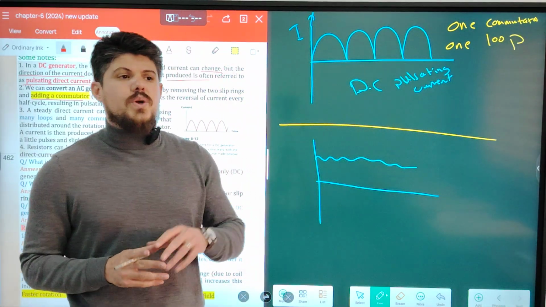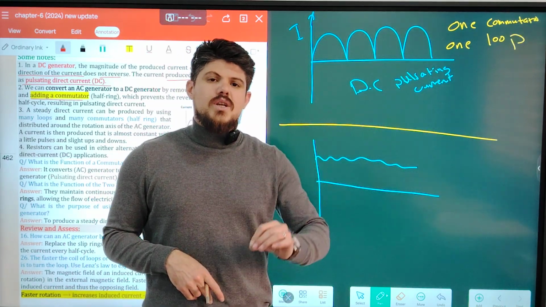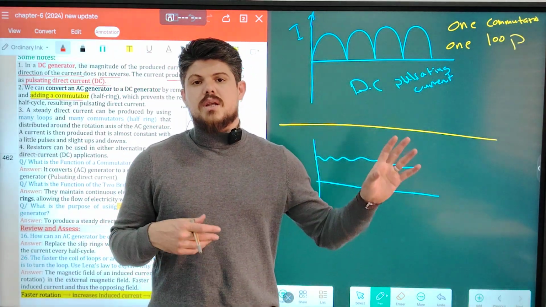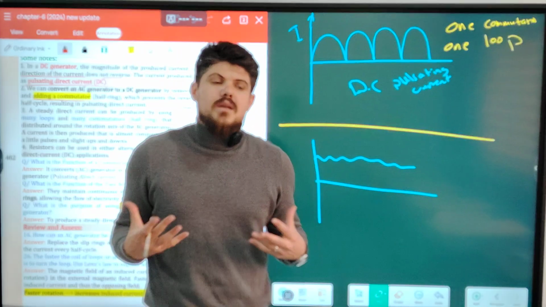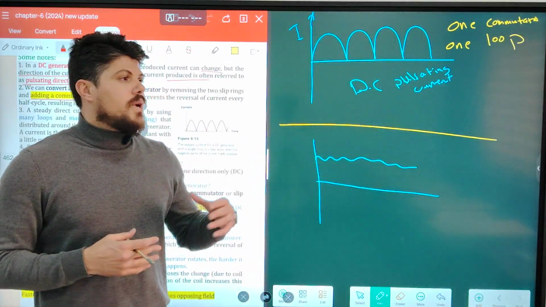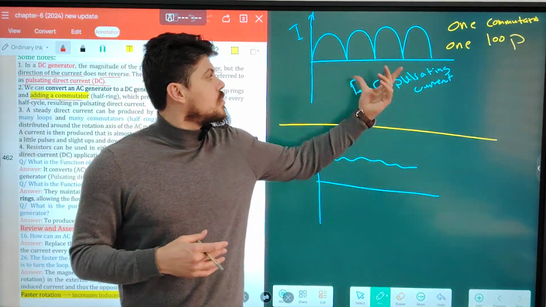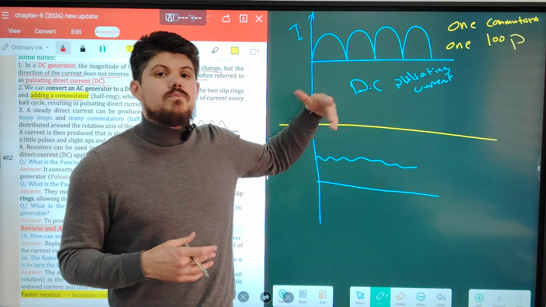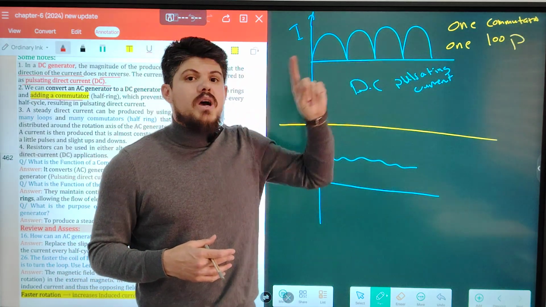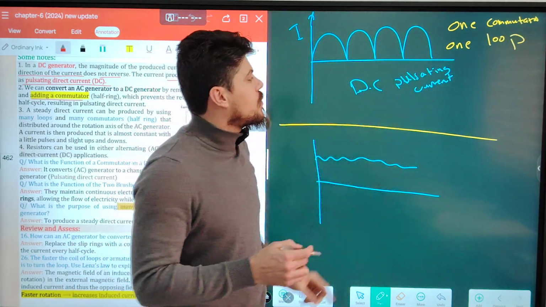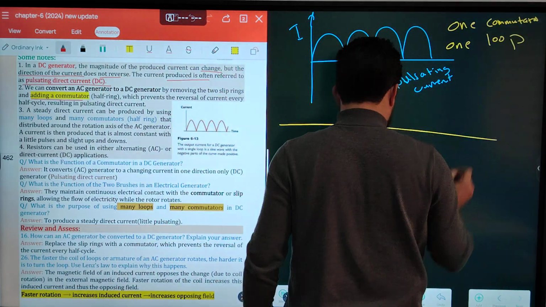In a DC generator, we cannot produce a steady or 100% directed current like a battery, but we can produce a current with a little pulse, not with more pulse. Okay, here we have more pulses, so that is why we have one commutator, but we have one loop. So the commutator is like this here. Look.